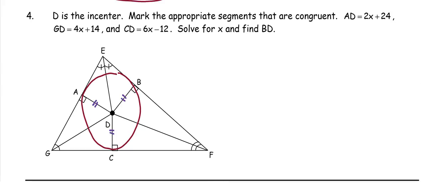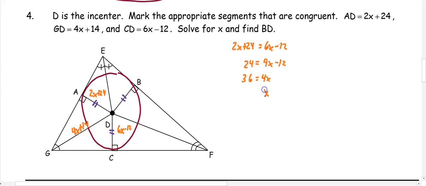So we're given that AD is 2x plus 24. We are given that GD is 4x plus 18, and that CD is 6x minus 12. So I'm going to set 2x plus 24 equal to 6x minus 12, and I'm going to solve for x. So I'm going to subtract 2x from both sides, and I'm going to add 12 to both sides, so I get 4x equals 36. When I divide, I get x is 9.